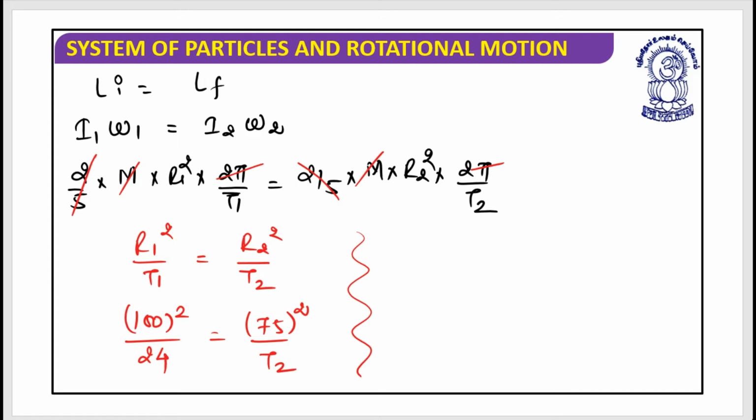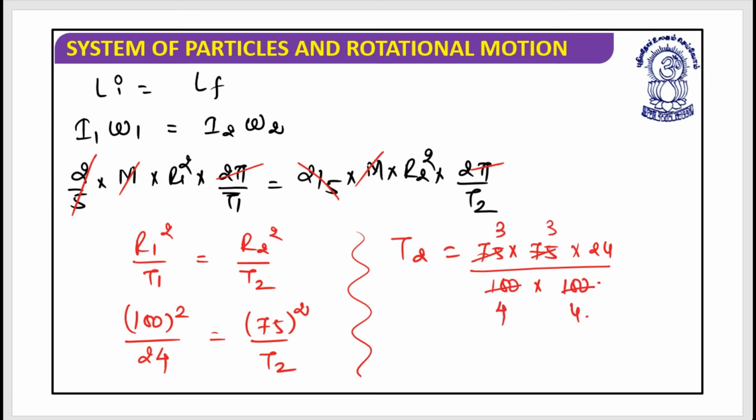So t2 would be equal to 75 into 75 into 24 divided by 100 into 100. This is 25 3s are 75, this is 25 4s are 100, 4 6s are 24. So 3 threes are 9, 9 into 6 is 54 by 4. And 54 by 4 could be, 13 fours are 52, yes, 13.5 hours. So the time period of the earth would be 13.5 hours.